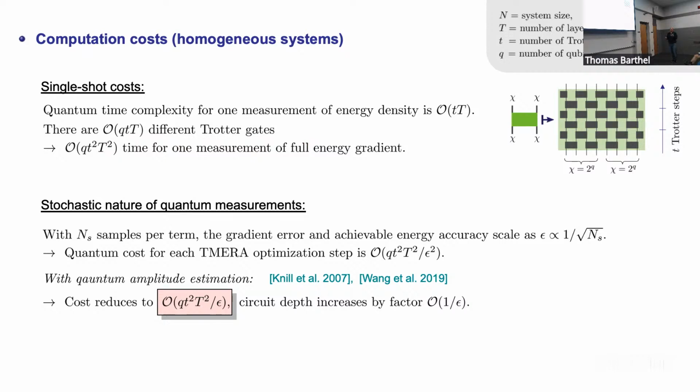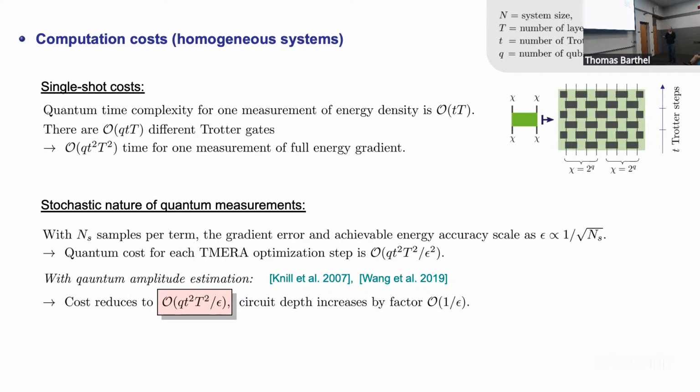Then, of course, additionally, we don't get the energy expectation value right away. We can just sample the energy, so we get discrete results, and our energy accuracy will go as 1 over the square root of the number of samples that we invest. And this translates, if you want to achieve energy accuracy epsilon, into the total quantum cost being T squared divided by epsilon squared. You can reduce this epsilon squared by one power if you use quantum amplitude estimation, which also comes along with deeper circuits and more qubits needed.